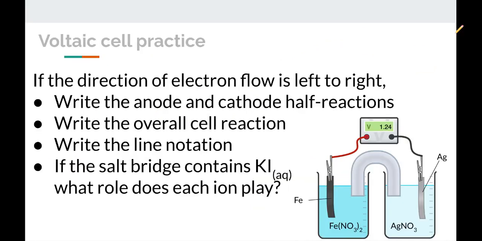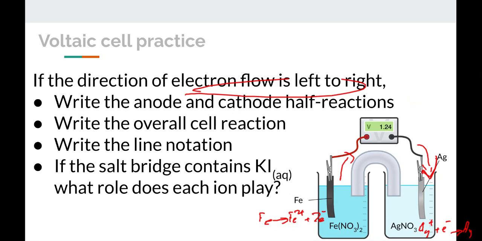Let's do some practice. Here's a voltaic cell that's drawn in this picture. Let's write the anode and cathode half reactions. It tells us that the direction of electron flow is left to right. So that means electrons are going out of the iron half cell and into the silver half cell. So that means reduction is occurring at the silver side. So silver ions are gaining an electron and becoming silver. And then on the left-hand side, we have iron 2 nitrate as our solution. So we can assume that iron is oxidizing to iron 2+ and giving up 2 electrons.